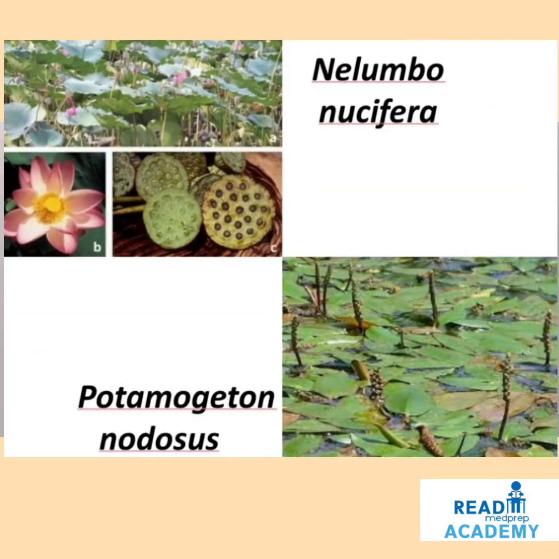Here in this image in the upper part you can see the Nelumbo nucifera with the floating leaves. In the lower image you can see Potamogeton nodosus.